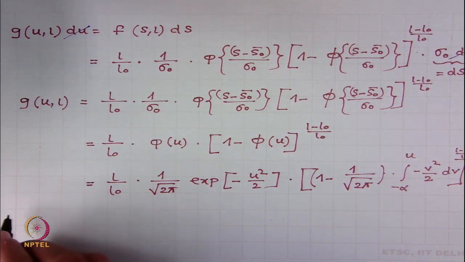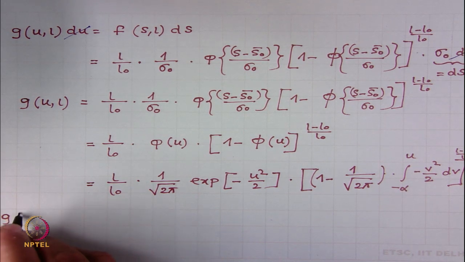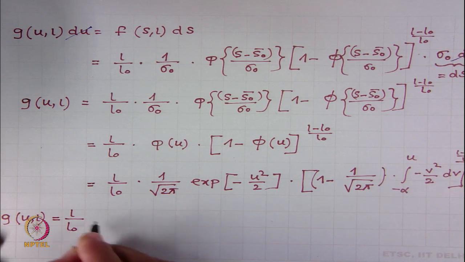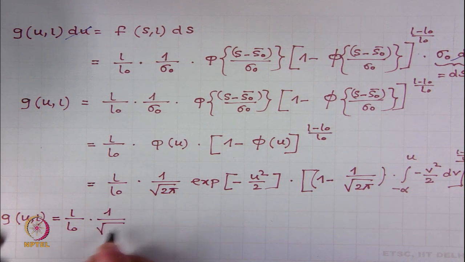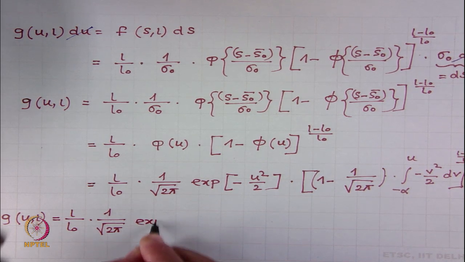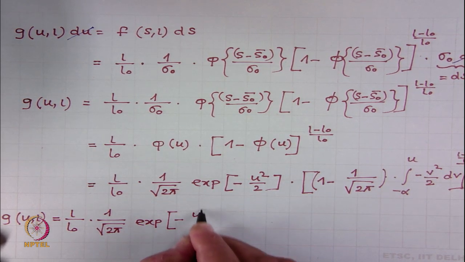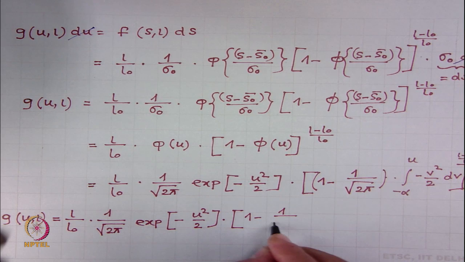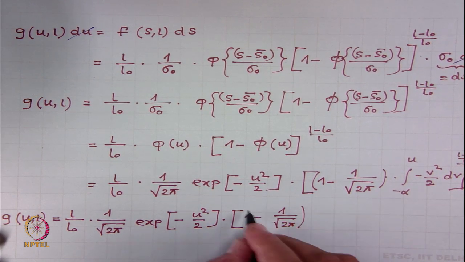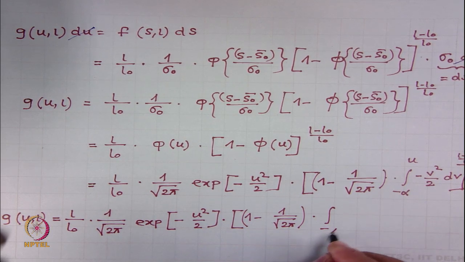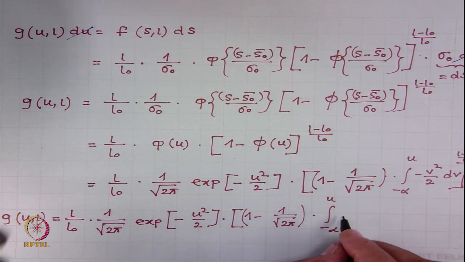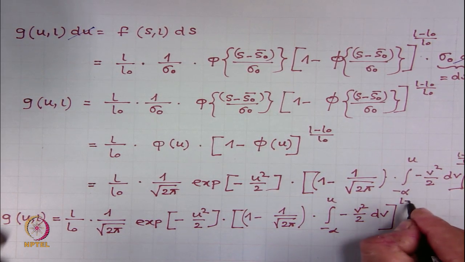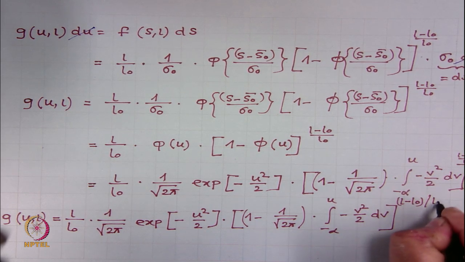So, let us write it in a better form. G_u(L) is equal to L by L0 into 1 by root over 2 pi e to the power minus u square by 2, into 1 minus 1 by root over 2 pi into the integration from minus infinity to u of e to the power minus v square by 2 dv, to the power (L minus L0) by L0.